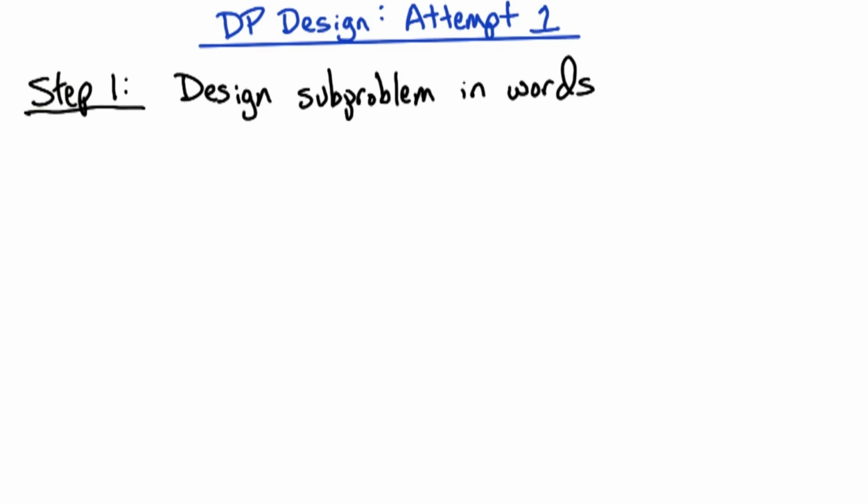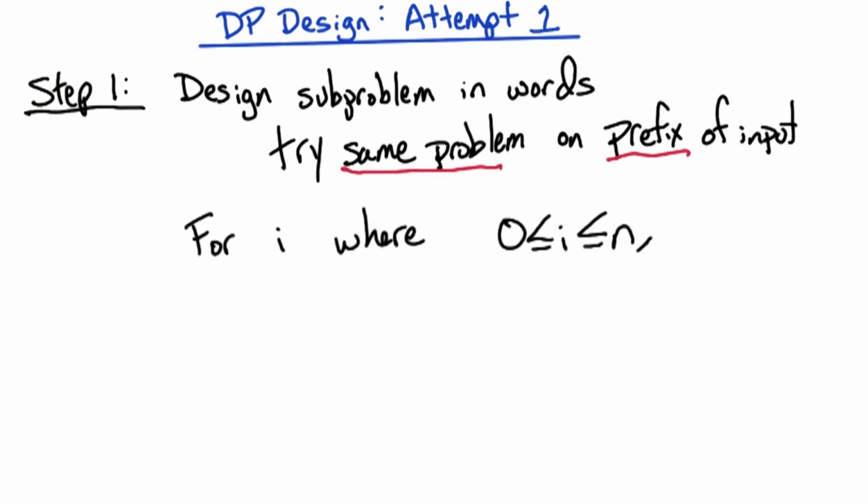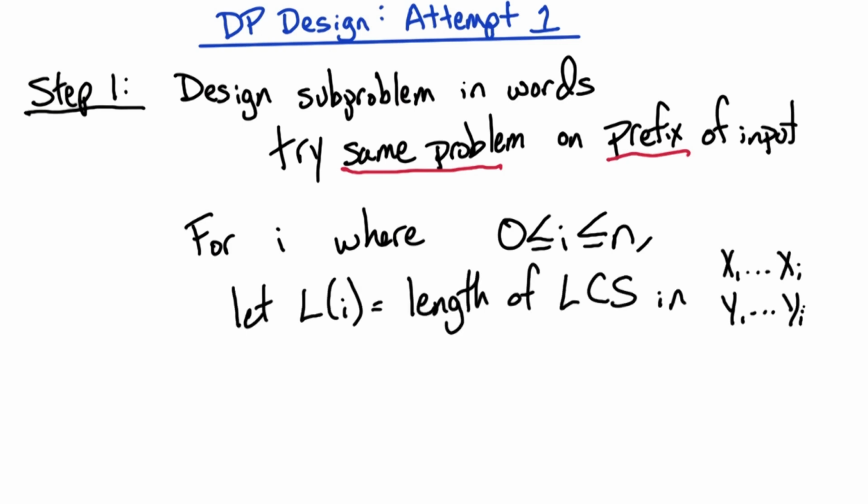What are we going to do here? Our first attempt is always to try the same problem on a prefix of an input. So it's key. It's just identical to the original problem, and it's just on a prefix. So all we've changed is from doing it on length n to length i, the first i characters. So let's formalize that. We're going to have a variable i, which is the prefix length, and the prefix length varies between 0, corresponding to the empty string, and length n, which is our original input. And we define a new function L of i, which is the length of the longest common subsequence in the first i characters of X and the first i characters of Y.